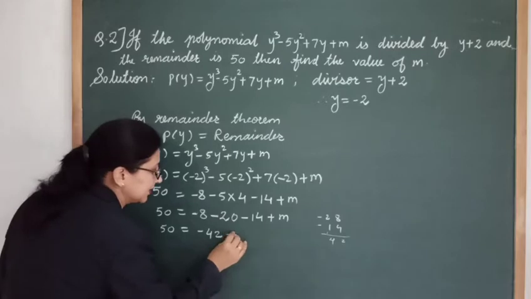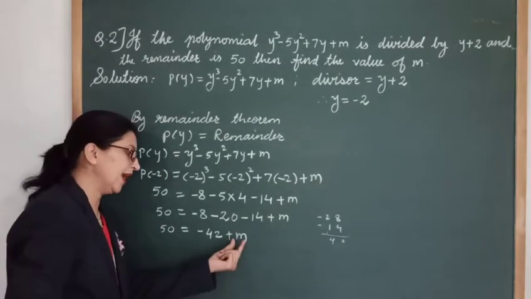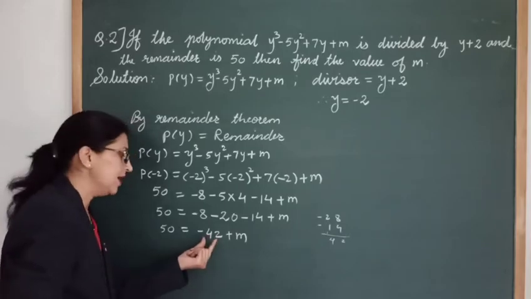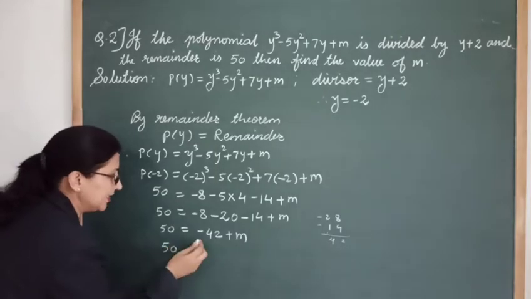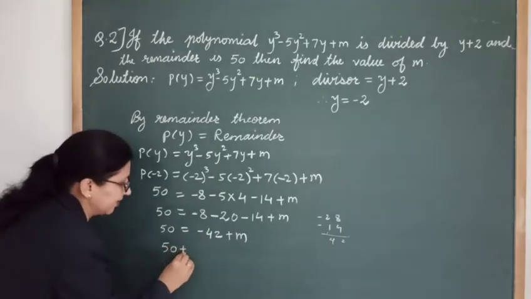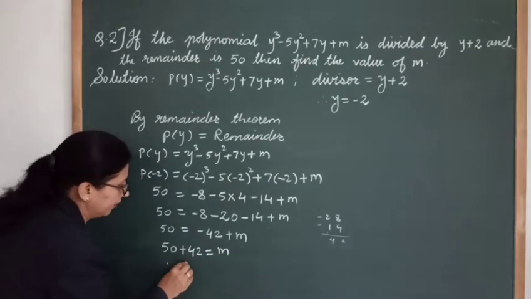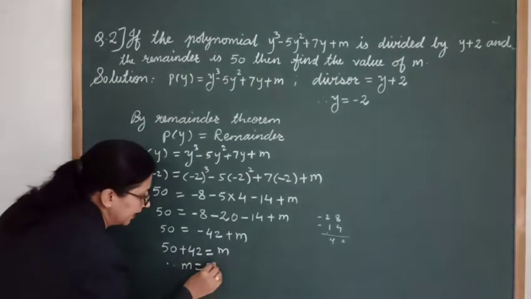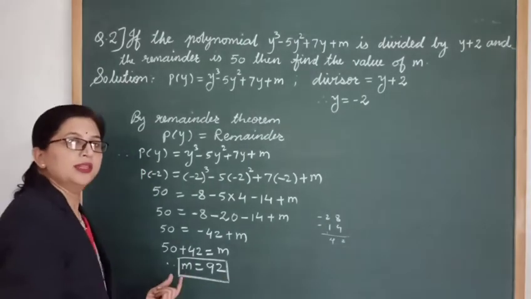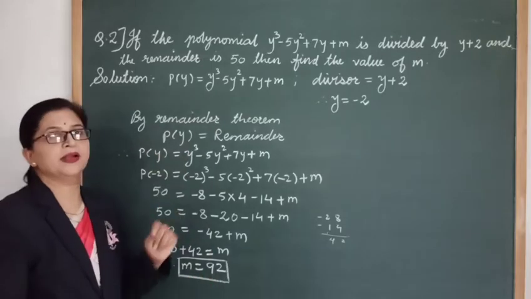Okay, plus m. Now we want to find out the value of m. Keep the m here only and let's transfer this negative 42 to the LHS. So as here it is negative, its sign will change. It will become positive is equal to m. Therefore m is equal to 50 plus 42, that is 92. So in this way we got the value of m as 92. And here we can use the remainder theorem.